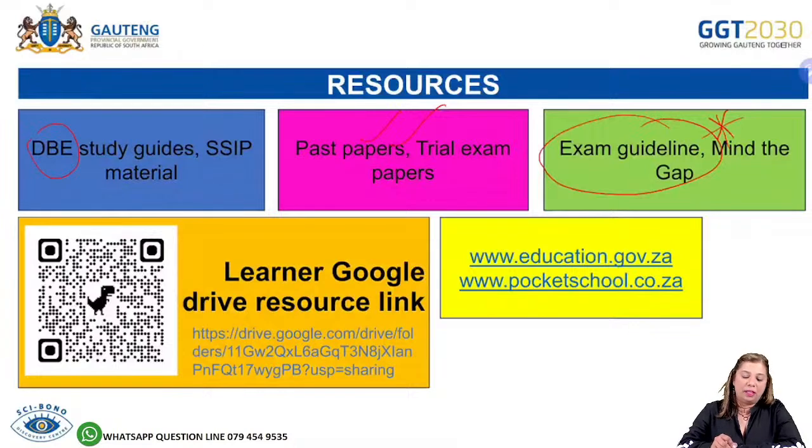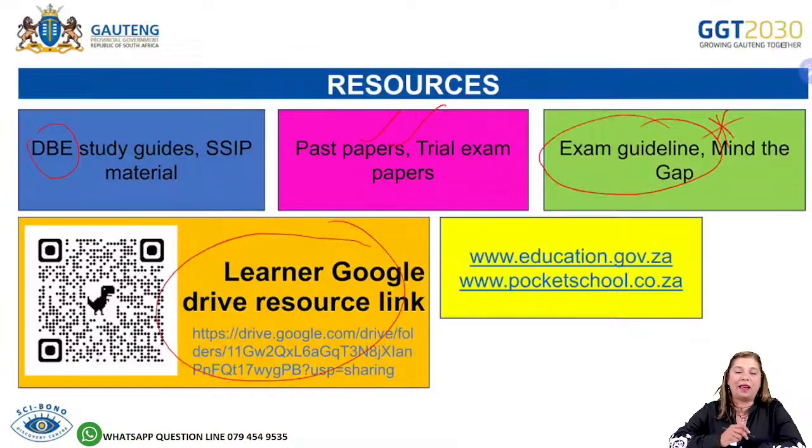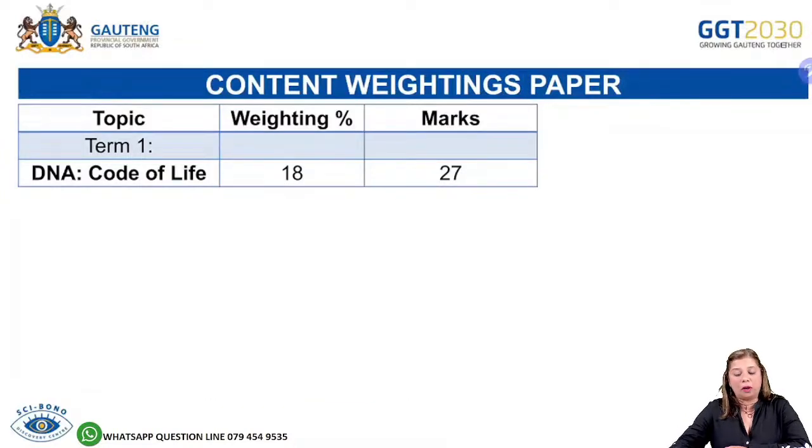And then there's the Learner Google Drive resource link. And I know that you are tech babies, so you know how to scan the QR code and access all the various documents. So it's not like you need to keep a whole big file of resources. You can just use your phone, and we know that you are visual learners and that you are able to look at the videos and you'll be able to learn much easily. And then, of course, there's the website www.education.gov.za and www.pocketschool.co.za.